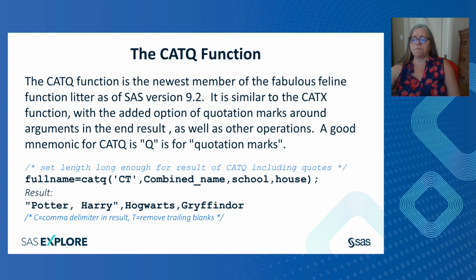CATQ begins with a modifier, which contains information about how you want to output the field. CATQ is capable of creating character variables from numerics, as well as removing leading and trailing blanks, adding single and double quotation marks, hexadecimal literals, word literals, etc.